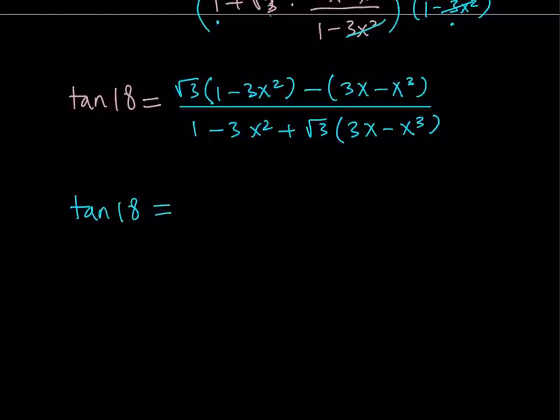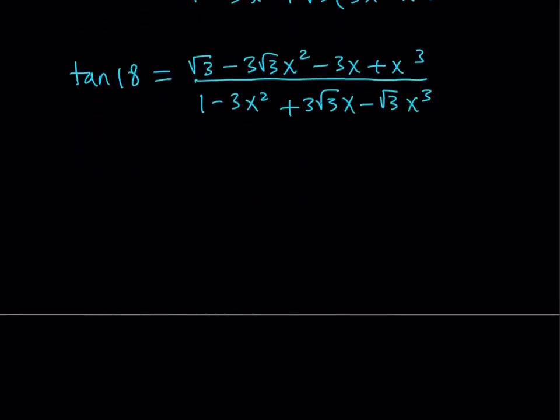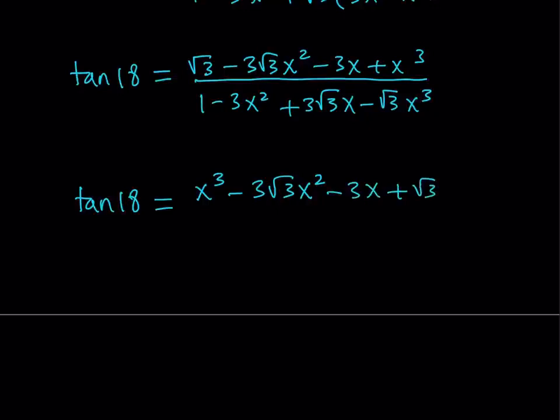Now, how do you simplify this expression? We'll probably need to take a couple more steps here, right? And that's going to look like the following. So I'm going to distribute first. Root 3 minus 3 root 3x squared minus 3x plus x cubed. Again, there are no like terms, so nothing simplifies here. And then the bottom one is going to be 1 minus 3x squared plus 3 root 3x minus root 3x cubed. Let me write this in standard form so that we can come up with a nice answer. So I'm going to write the x cubed first, minus 3 root 3x squared minus 3x plus root 3. And then we're going to divide it by the bottom one, which can be written as negative root 3x cubed minus 3x squared plus 3 root 3x plus 1.